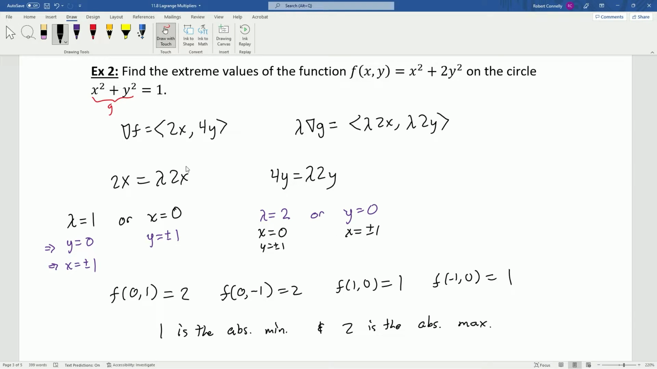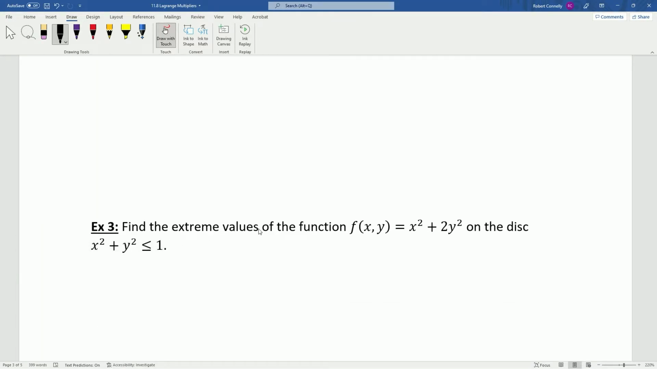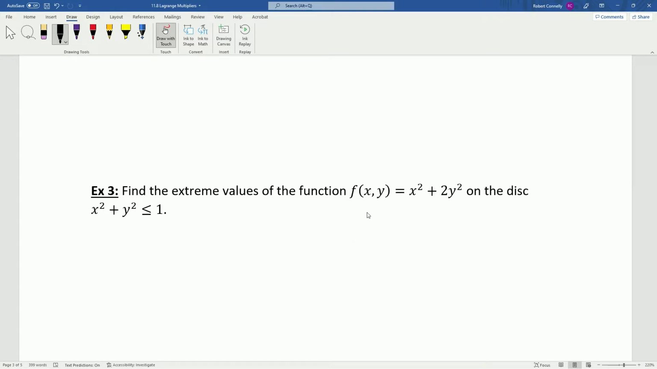All right, so that's it for example 2. I think that one's pretty reasonable. It's not a bad problem at all. Okay, so let's move on. Find the extreme values of the function f of x, y equals x squared plus 2y squared on the disk x squared plus y squared is less than or equal to 1.